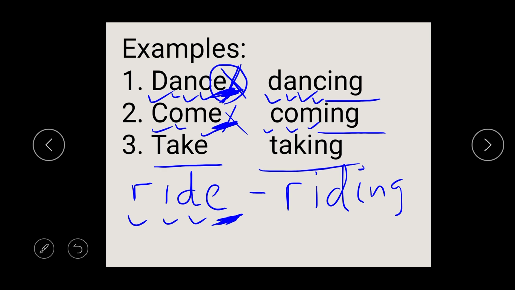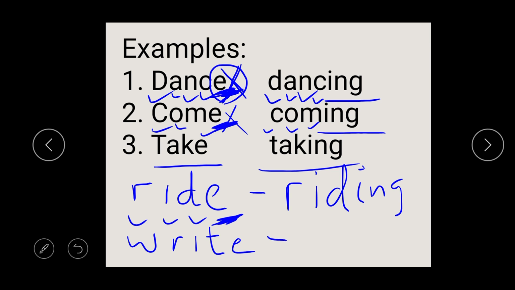Yes, I am riding the bicycle. Continuous tense. Okay, let's look at another example. We have write. So with the silent E at the back, you know that we are going to remove the silent E and replace it with ing.